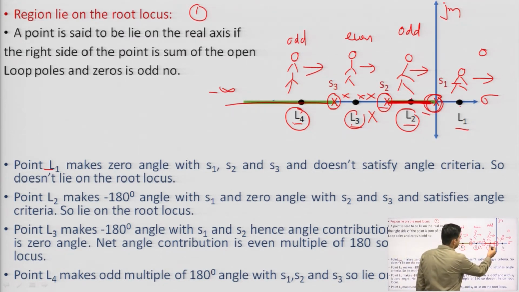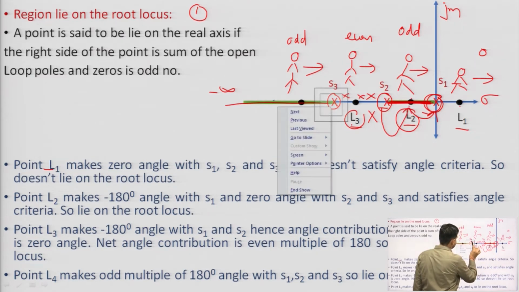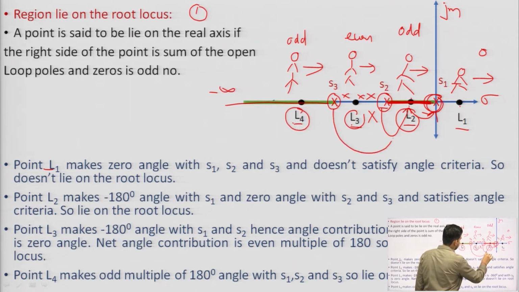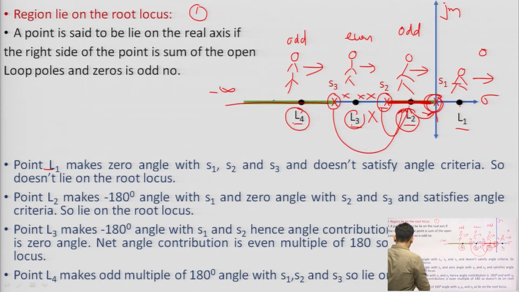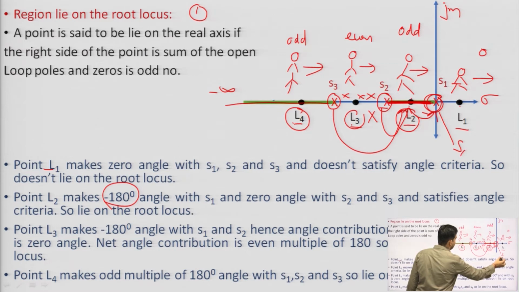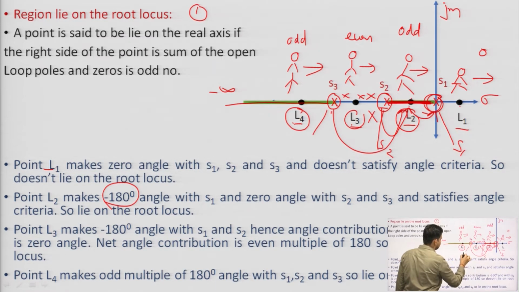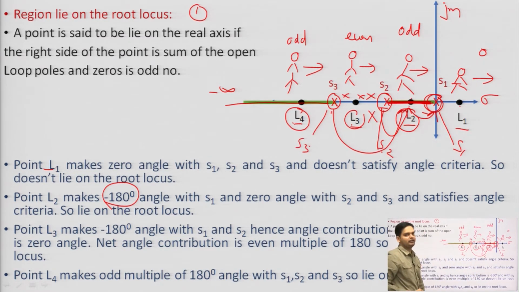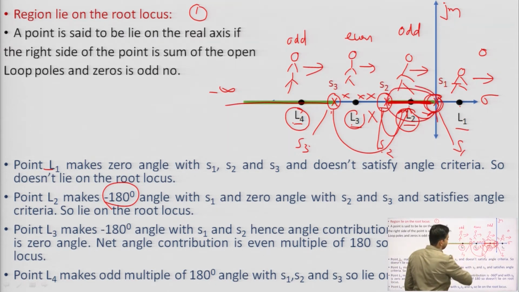Now, come to the location 2. Whenever I am coming to the location 2, then I have to observe the angle contribution from the first pole to this point, from the next pole to this point, and from the third pole to this point. So, here I will find that L2 makes minus 180 degrees with the first pole, which is S1, and the remaining poles are S2 and S3. So, with S2 and S3 it is making 0 degree, right. So, that is why this is an odd multiple of 180. So, the region between the 2 poles will lie on the root locus.